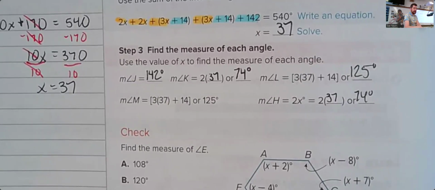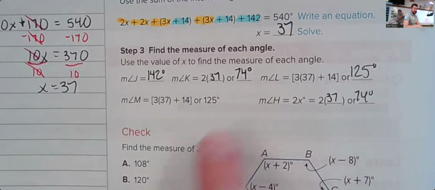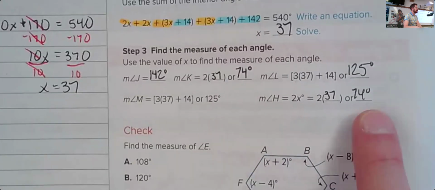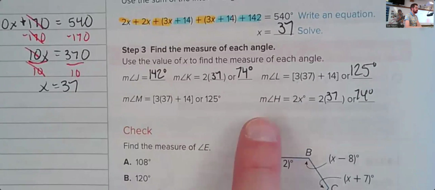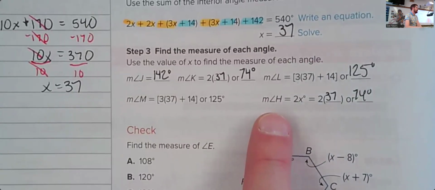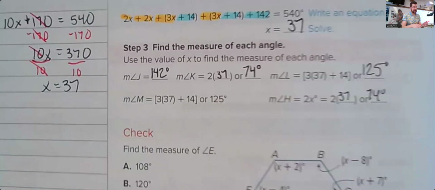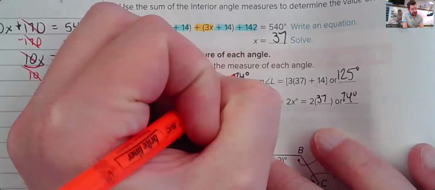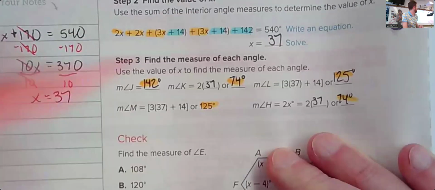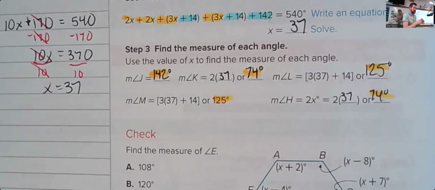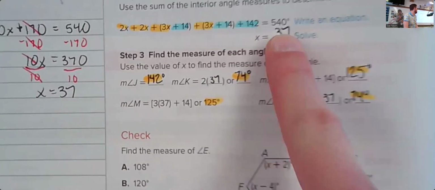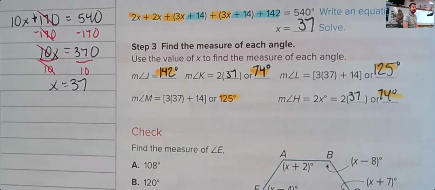142. Yeah, so 142, 74, 125, 125, 74. Which one? Both of them, yeah. Because J, K, L, M, and H were the 5 different angles inside the polygon. So all these angles here, 142, 74, 125, 125, 74, those are the 5 angles inside. Yeah. So we just got to add them all 5 together and make sure they add up to a pentagon's angles, which is 540, and they do. So that means we probably did it correctly.